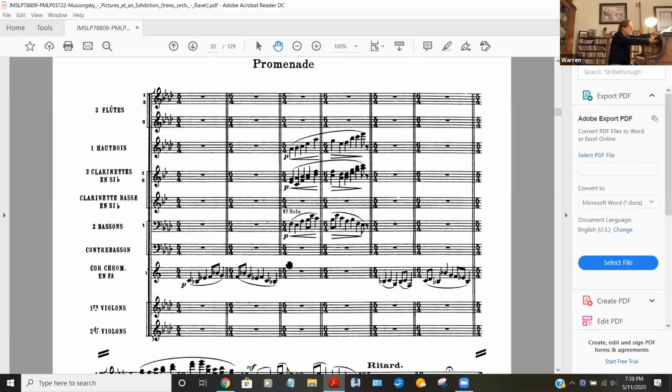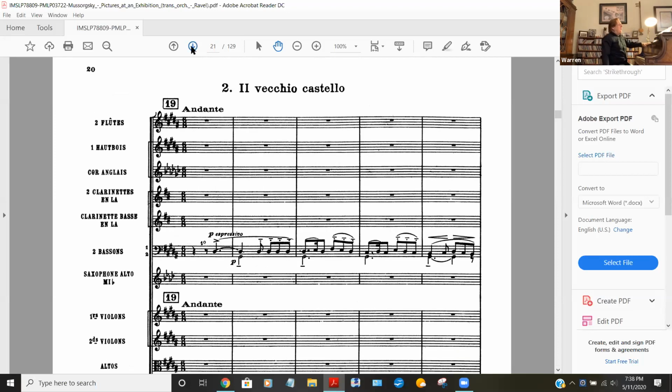And it's kind of an inversion of it. And then from there, we go into the old castle.